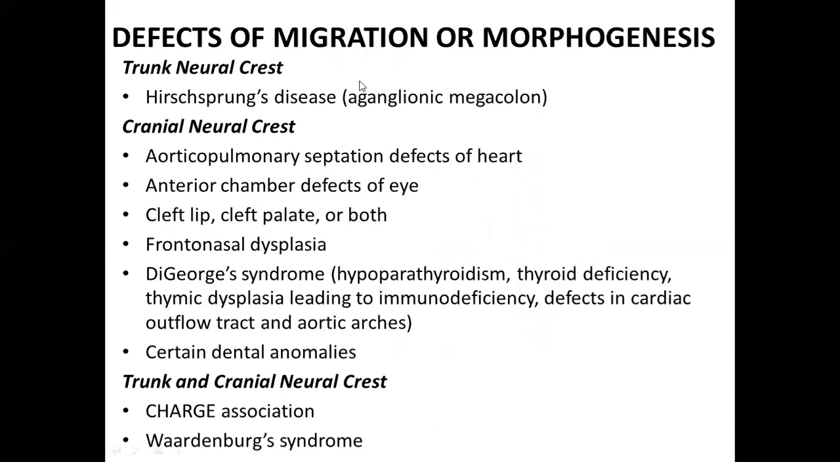So in the defects of migration, mainly the trunk neural crest cells, if they fail to migrate, they will result in aganglionic megacolon. That is, the enteric nervous system is absent in the megacolon. So that is known as Hirschsprung's disease. Rest you can go through. And if the trunk and the cranial neural crest combined fail to migrate, they result in a constellation of features. That is, they result in certain syndromes, CHARGE syndrome and the Waardenburg syndrome.